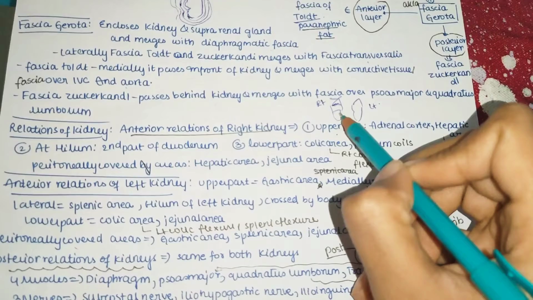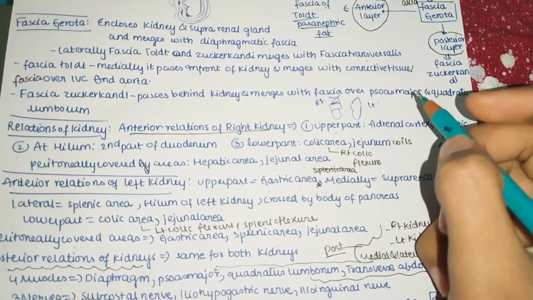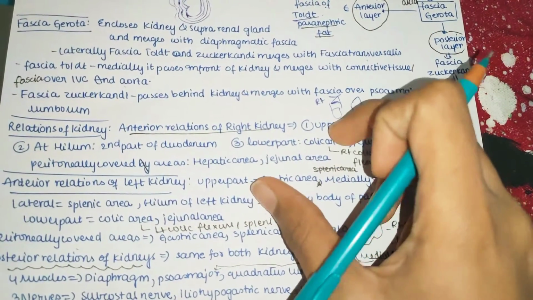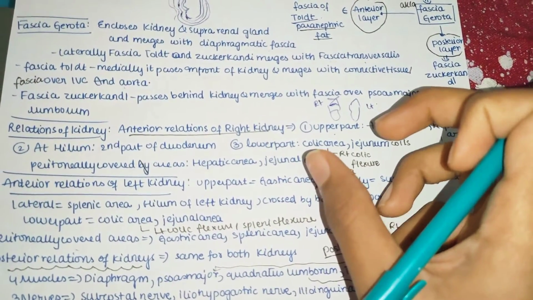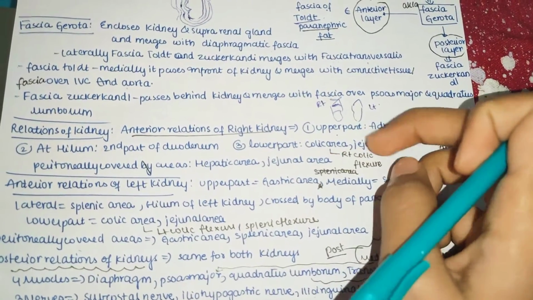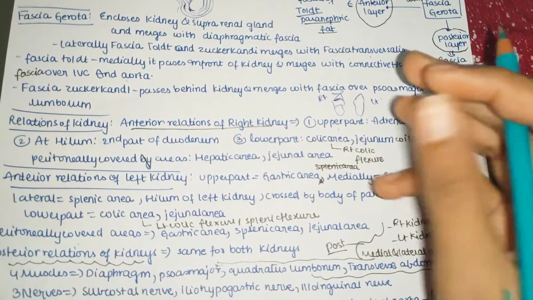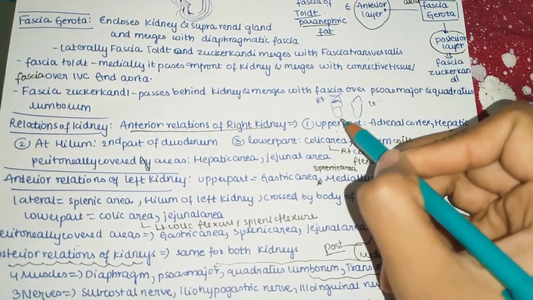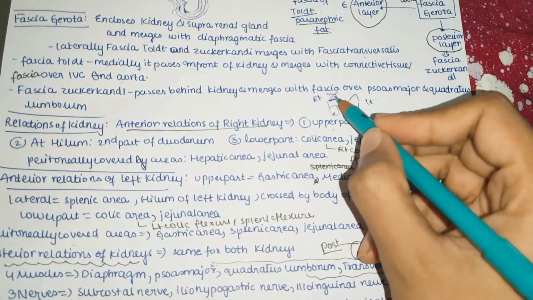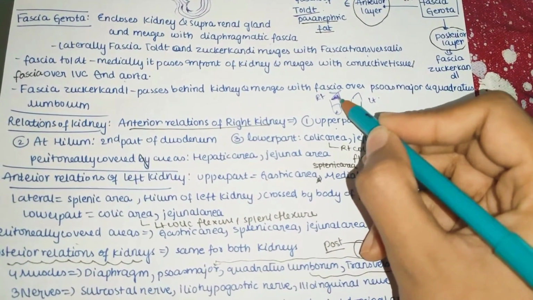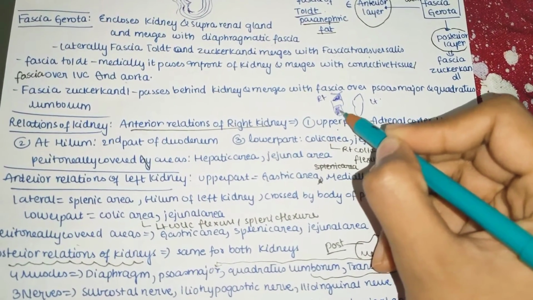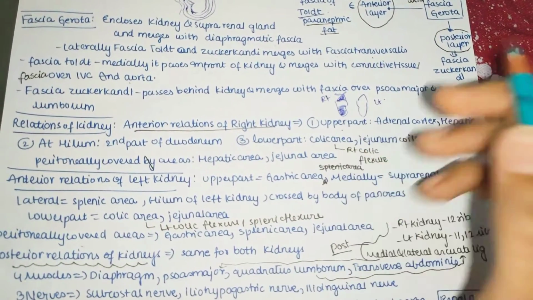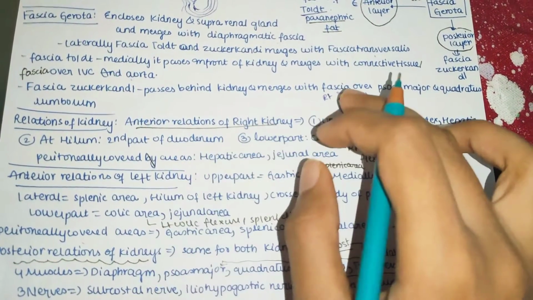Next, the lower part is related to the colic area, especially the right colic flexure, and also the jejunal coils, because in the lower part there is the colon and also jejunal coils. Peritoneally, the hepatic area at the upper part and the jejunal area at the lower part are covered by peritoneum, only these two areas. That's why I am shading them. So these are the anterior relations of the right kidney.